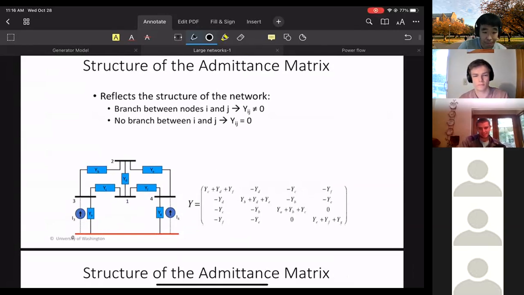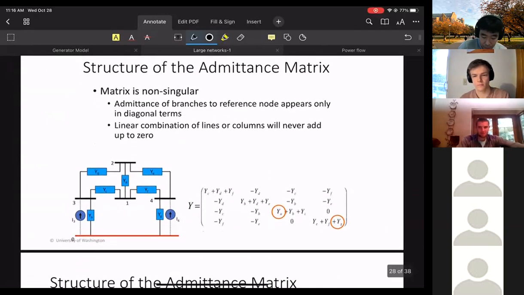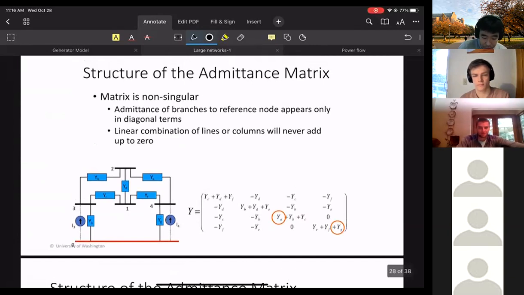It will turn out this Y matrix would be non-singular. The Y matrix is never singular. And as in the question that was asked, the terms that connect to the ground show up as terms in the diagonal matrix by themselves.